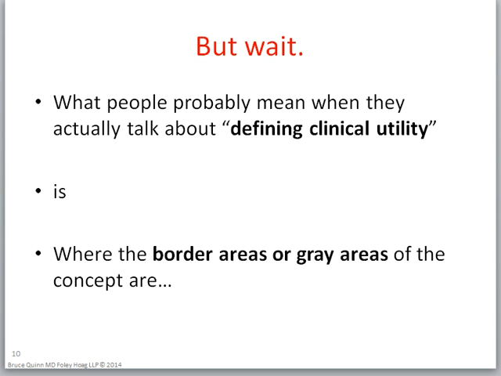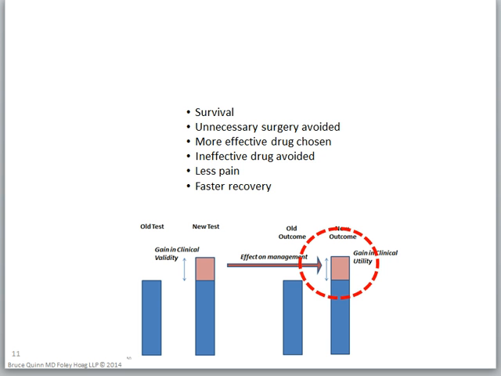I think that when people talk about defining clinical utility, they're actually talking about where are the border areas or the gray areas of the concept of clinical utility. If you have cancer and you're going to live 4 years rather than 2 years, we don't need to argue about the definition of clinical utility. But why does it often become argumentative? I would say these are 5 or 6 classic, well-accepted outcomes. More survival, unnecessary surgery avoided, a more effective drug chosen, an ineffective drug avoided, less pain, faster recovery time. No one argues if you have clear impact on those outcomes.